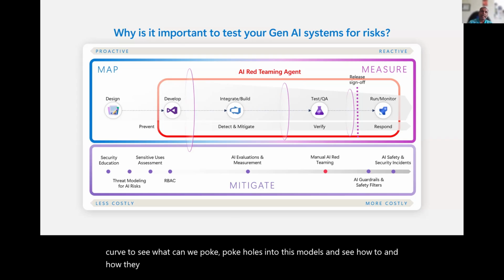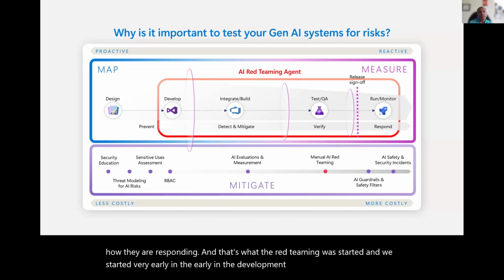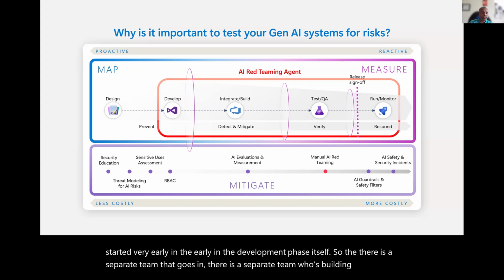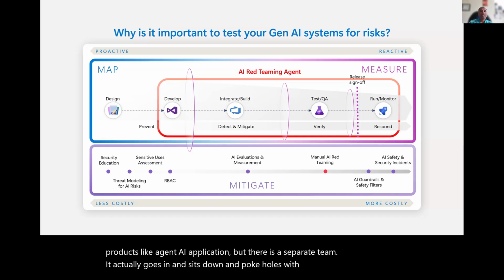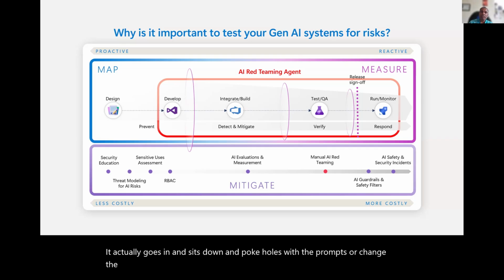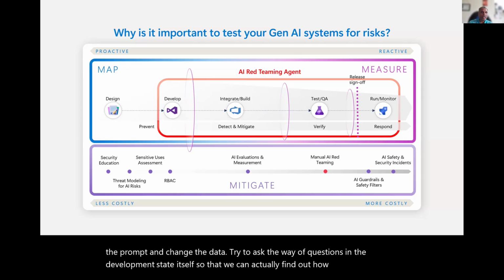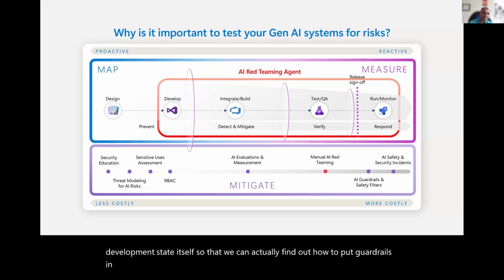And that's how the red teaming started, and we started very early in the development phase itself. There is a separate team that goes in. There's a separate team building the products, like an agentic AI application, but there is a separate team that actually sits down and pokes holes with the prompts, or changes the prompt and changes the data, and tries to ask weird questions in the development stage itself, so that we can find out how to put guardrails in the prompt instructions and other corresponding systems to block and mitigate, right?